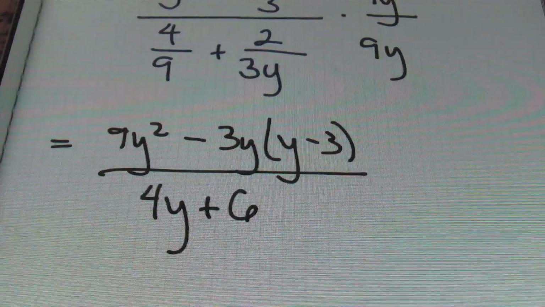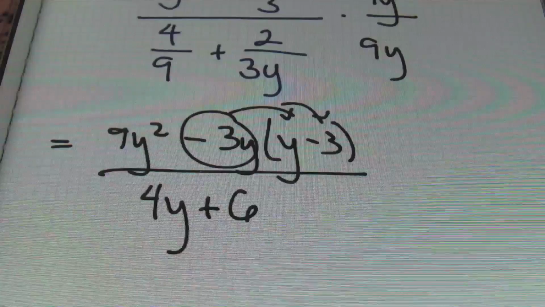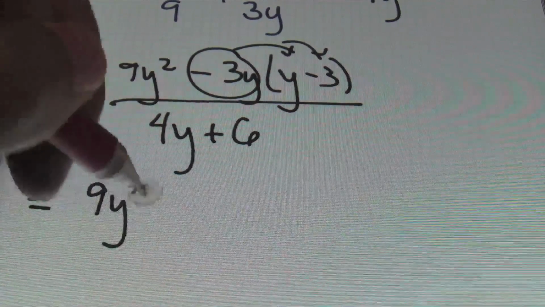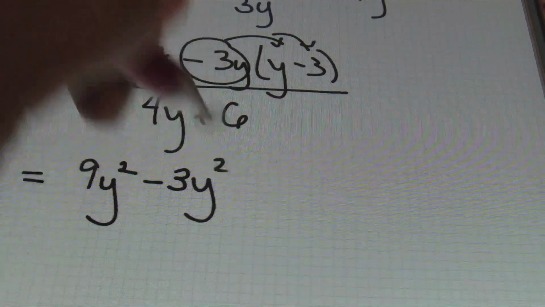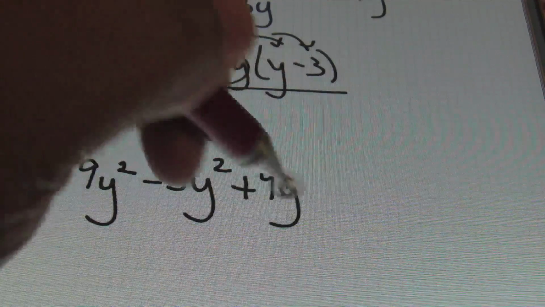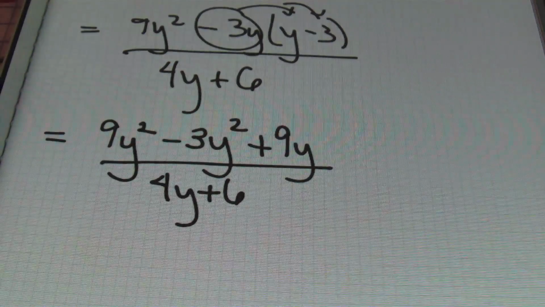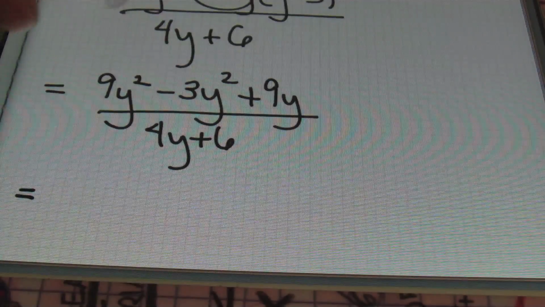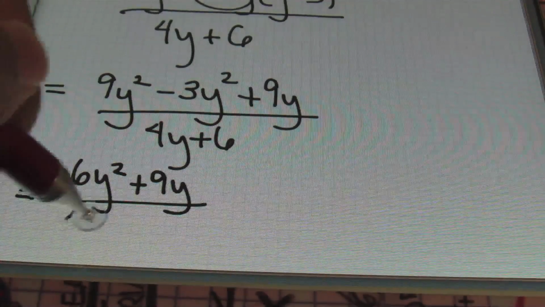And what I can do from here is distribute this negative 3y into this set of parentheses here. So notice I have my arrows popping here. All right, using distributive property. So bringing down this 9y squared, now multiplying negative 3y times y, I have negative 3y squared. Multiplying negative 3y times negative 3 gives me a positive 9y, and all of this is going to be over 4y plus 6. Once we've done that, we're going to look to combine like terms. So I'm going to subtract 9y squared minus 3y squared to get 6y squared plus my 9y all over 4y plus 6.